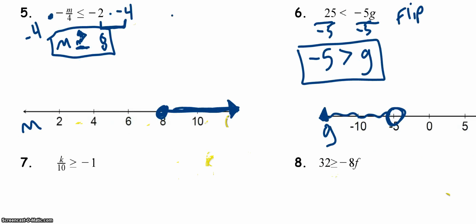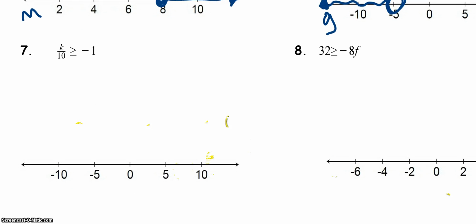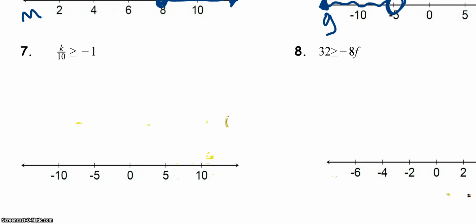For number 7, you see another fraction. Don't let that scare you, it's just an inverse operation of division. So k divided by 10, what's the opposite of dividing? Multiply. So I multiply both sides by a positive 10, and since you're multiplying by a positive number, your inequality symbol stays exactly the same, and the product of negative 1 and 10, since they're one negative and one positive, they're opposites, and opposites will get you always a negative answer when you're multiplying or dividing.